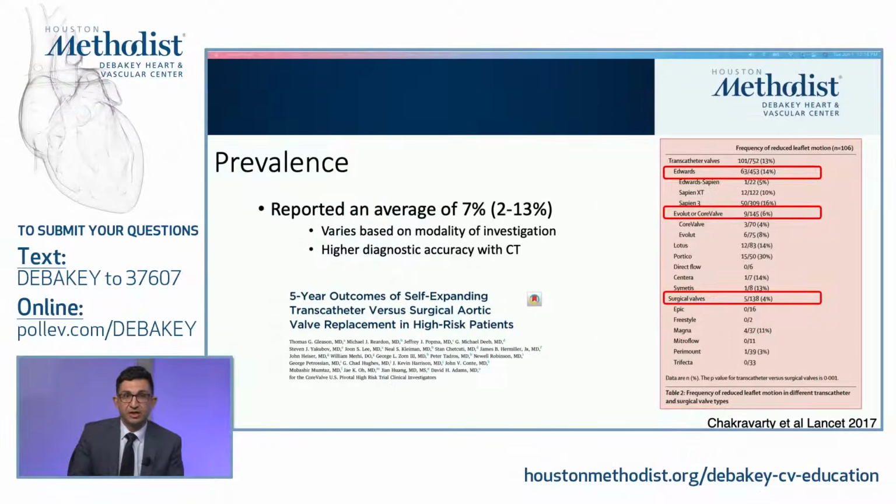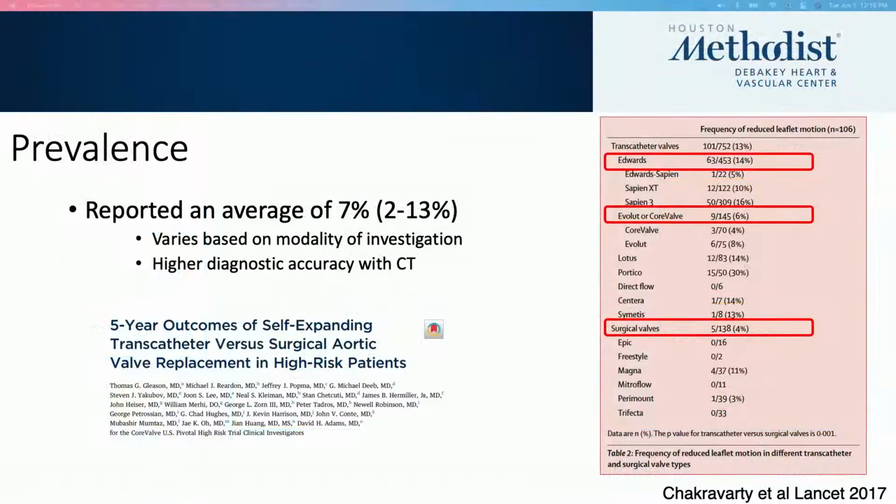The prevalence of HALT and reduced leaflet motion is reported to be about 7%. It's more common in TAVR valves, and the registry for two observational studies, the RESOLVE and SAVORY studies, showed that the TAVR valves are more involved with it, close to 7% average prevalence for HALT and reduced leaflet motion.